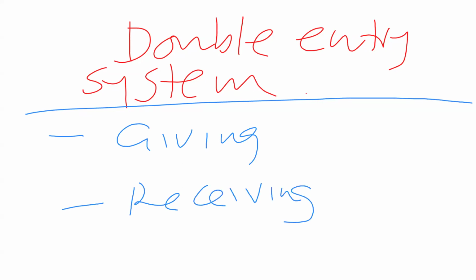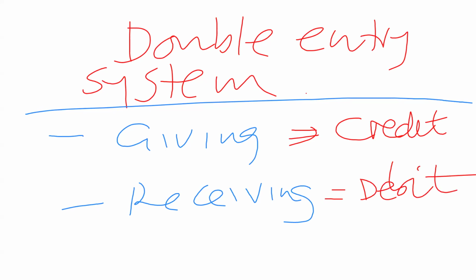Okay. So now, what do you do? The rule says, or the principle states, credit the giving account and debit the receiving account. Is that clear up to here? Yes, sir. So you credit the giving account, the account that is giving, you credit it. Then the one that is receiving, you do what? You debit it.